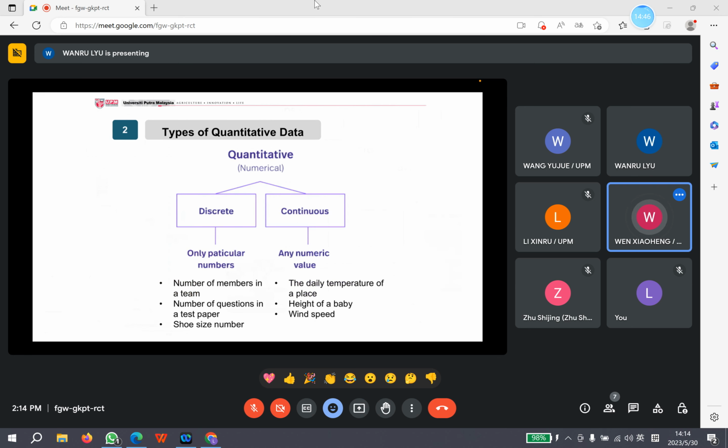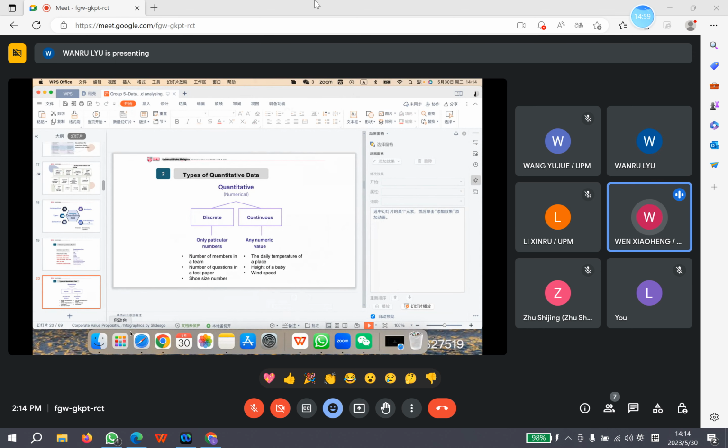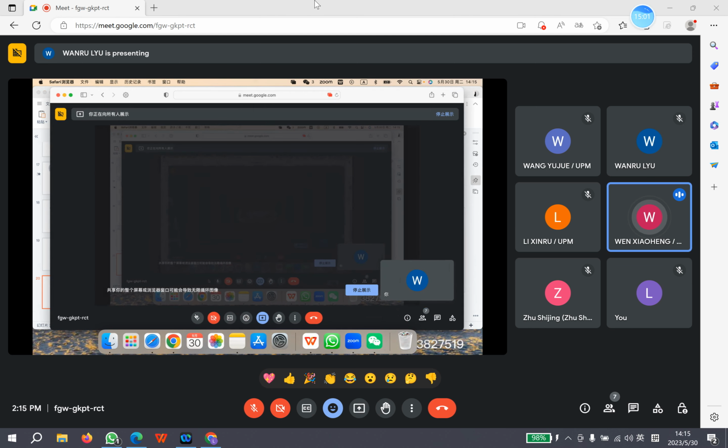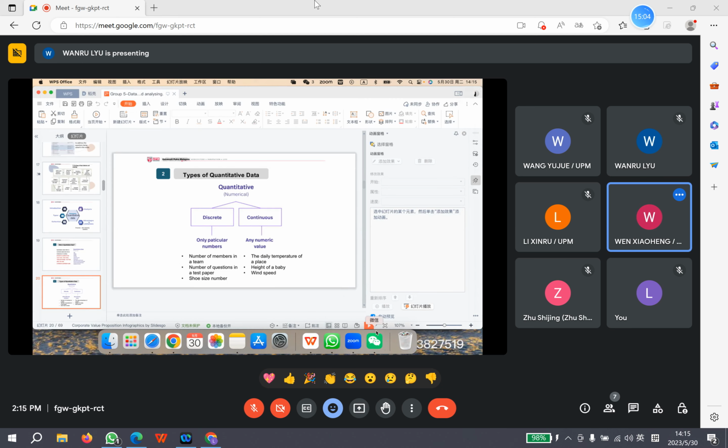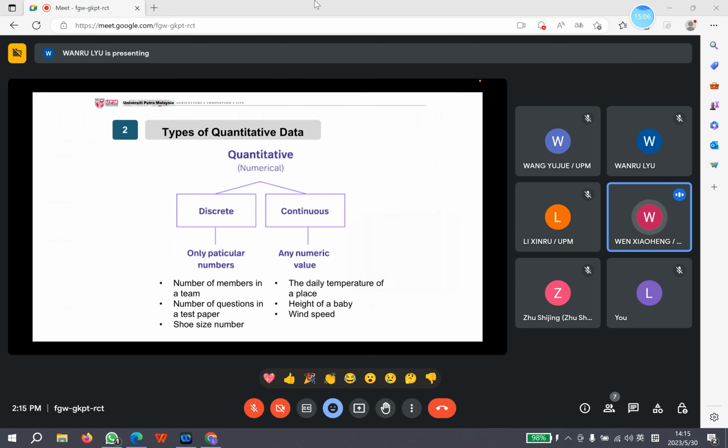And there are two types of quantitative data. There are discrete data and continuous data. The discrete data takes only particular numbers such as number of members in a team, number of questions in a test paper, and the shoe size number. And about the continuous data, it can be any numeric value such as the daily temperature of a place, height of a baby, and wind speed. Next page, please.